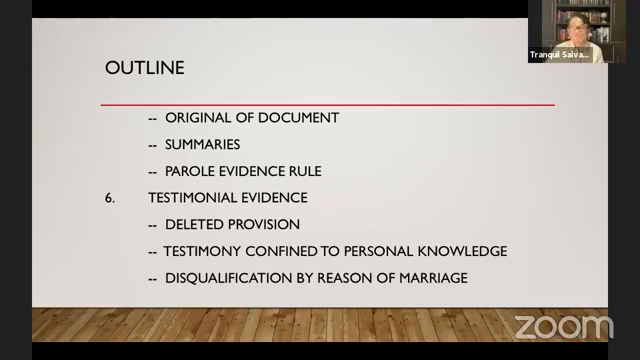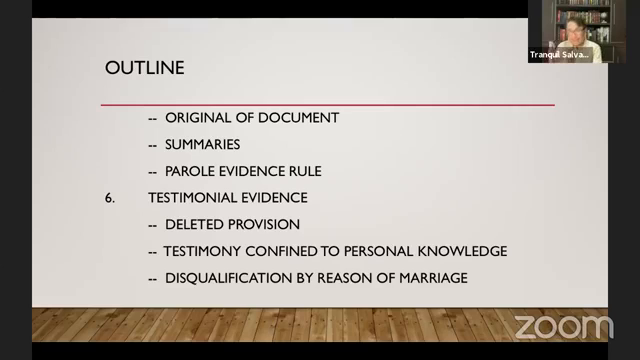Okay, now let us proceed to another interesting change of number. Makita nyo sa outline ko, testimony confined to personal knowledge. If I'm not mistaken, presently this is Section 22. But originally, this was 36. So pag may luma kayong provision, kunin nyo yung code, tingnan nyo 36 yung dini-discuss ko. Na ngayon, nilipat lang sa 22.